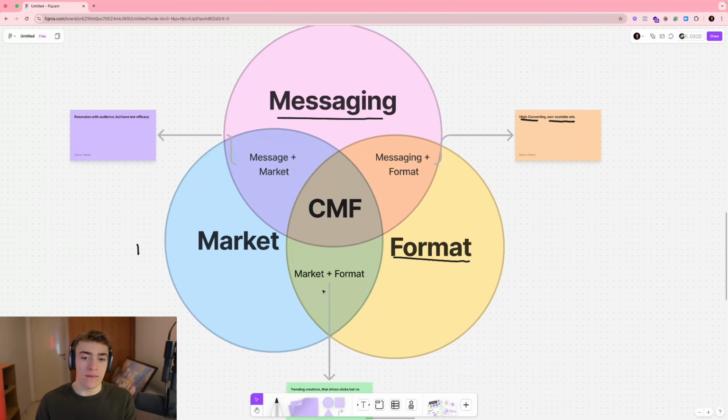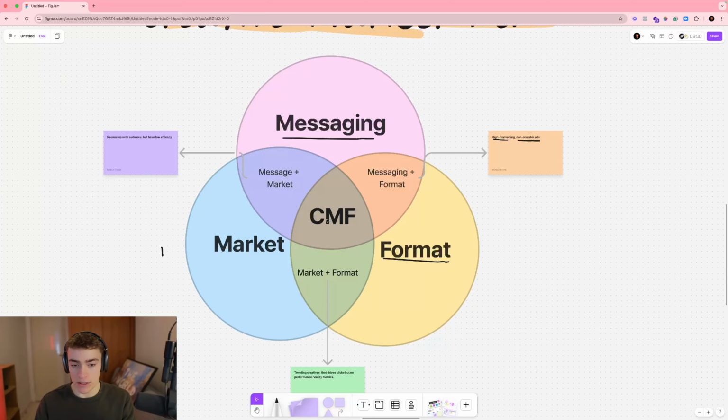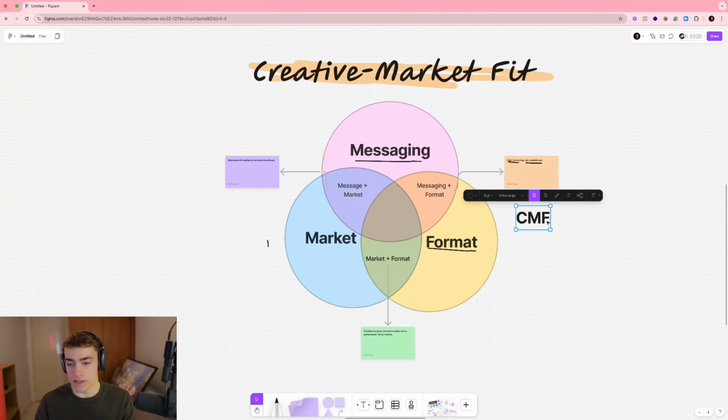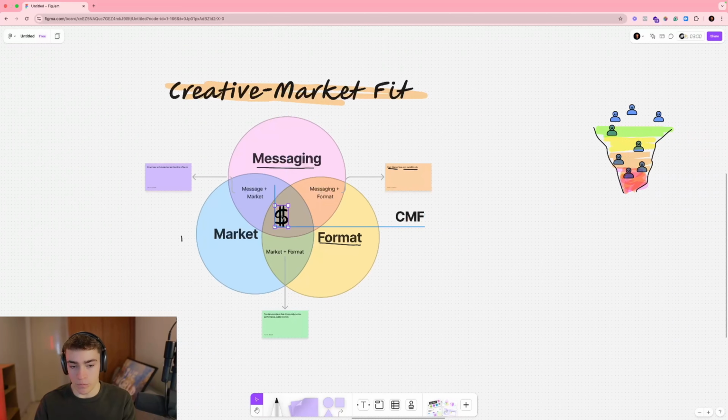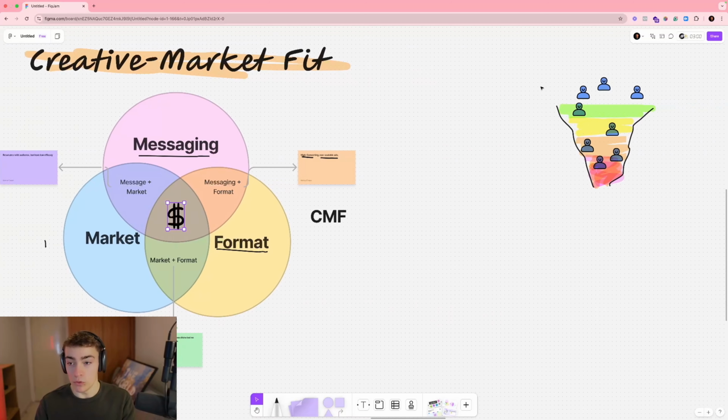So these are all the three instances where you might have one or the other. If you have the market and messaging, that's cool. If you have the format and messaging, that's cool. The market and format, that's cool. But the dollars and the money is really made in the middle with creative market fit. This is where you make money when you have the messaging on point, the market on point, and the format on point, because then you'll effortlessly and seamlessly be able to move people down your funnel.